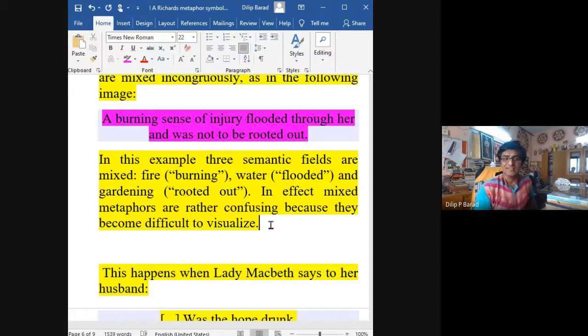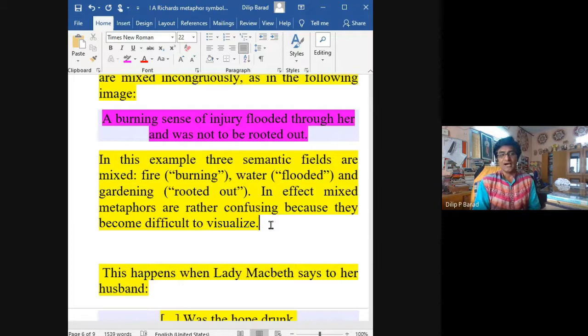But here we see that the person is not talking about getting hurt by the fire. That is why burning becomes metaphorical. Burning, it is just a burning sense. So burning is abstract. Burning is not concrete. Burning sense. And the burning sense is jealousy. Irshathavi, jealousy, envy, these are burning sense.